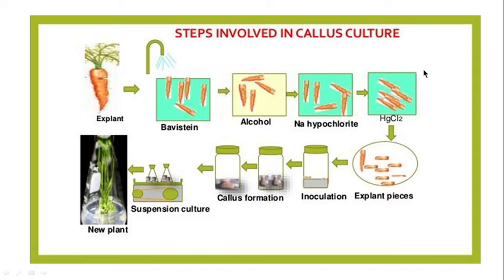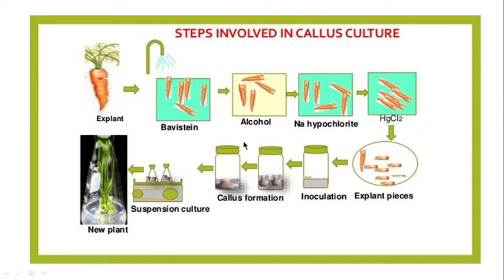Now after giving treatment with mercury chloride solution, the pieces of explants are taken out. These are multicellular fragments having more than one cell. Such fragments are separated from this carrot. Now these explants are aseptically transferred through inoculation into the nutrient medium, and the whole procedure is carried out under strict aseptic conditions. After inoculation, it will form a callus.